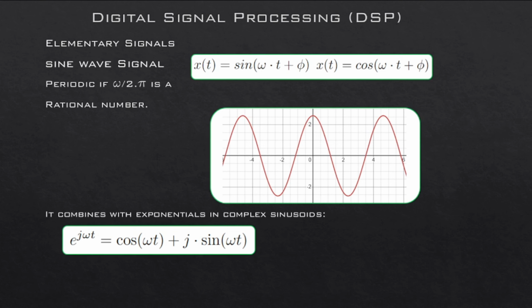Sine wave signal, which has the form of x(t) equal to sine(omega t plus phi) or cosine(omega t plus phi). So it combines with exponentials in complex sinusoids. For example, e^(j omega t) is equal to cosine omega t plus j sine omega t. It has two forms, the exponential and the cosine canonical form, but they are interrelated with each other.